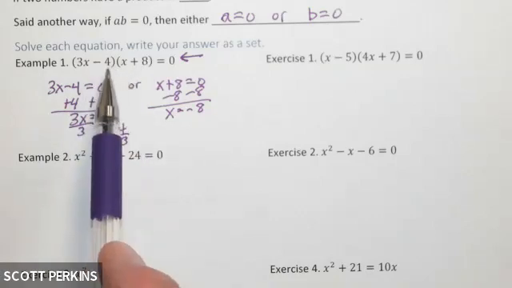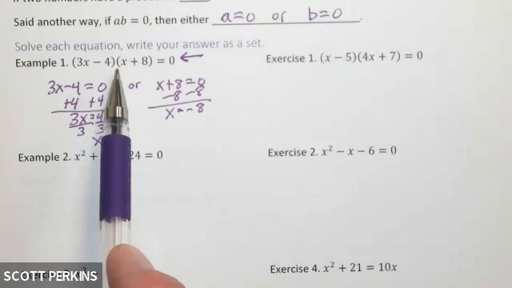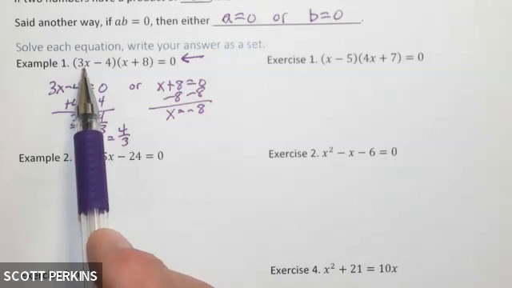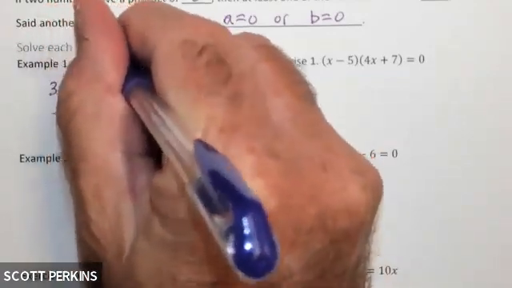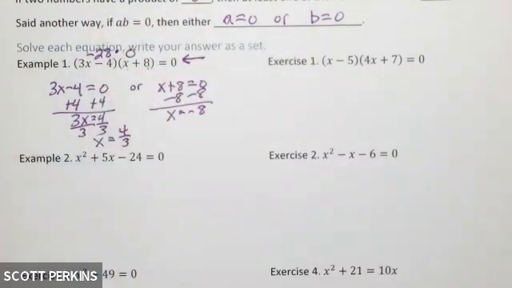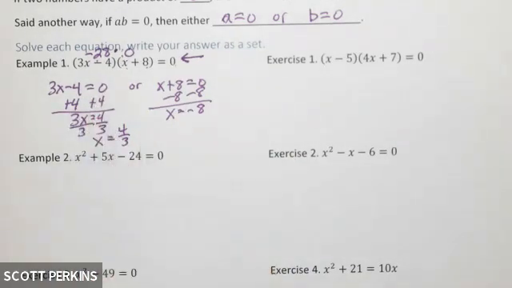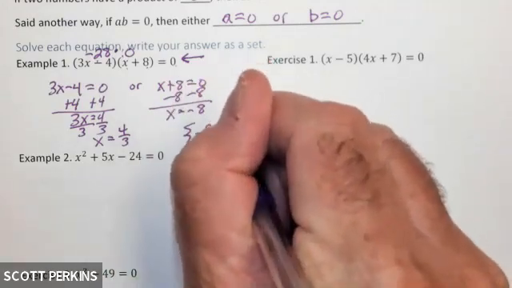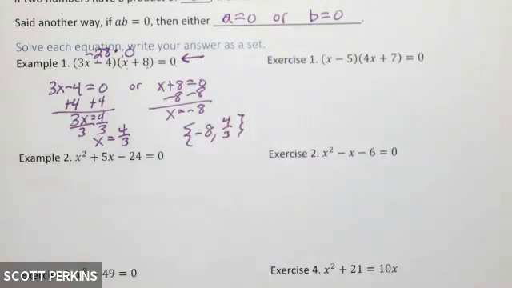When I plug either of these in, I will get something times 0. So when I plug -8 in, just as an example, what's 3 times -8? -24. And -24 minus 4, that's -28, times what's -8 plus 8? 0. There it is. That's the zero factor property. -28 times 0 is 0. And the same thing would happen with 4/3. So I'm going to write my solution as a solution set. Since I've got -8 and 4/3, you don't have to put it in number order, but math people like to be proper and put it in number order. And there's my solution set.